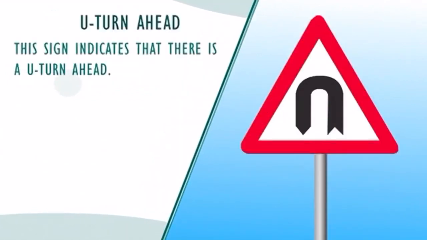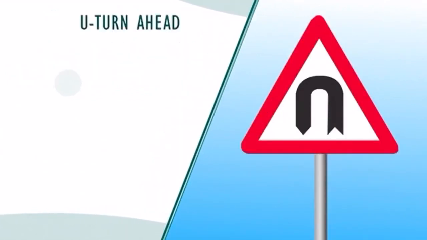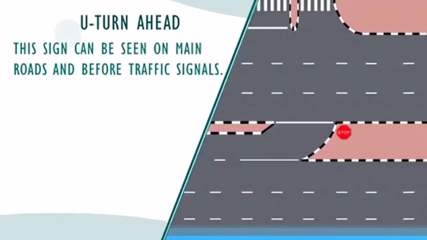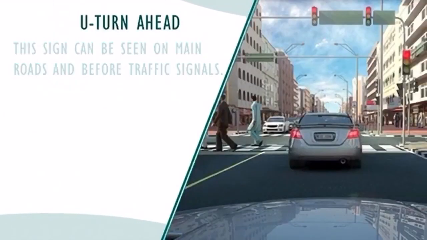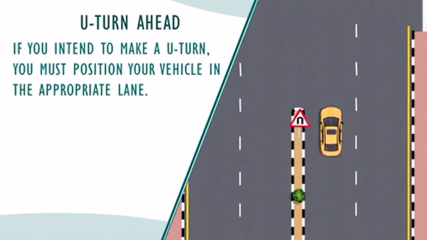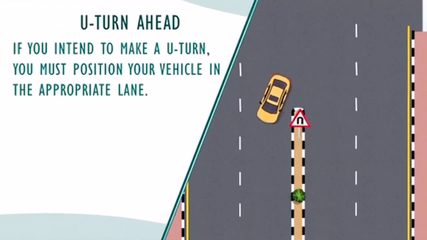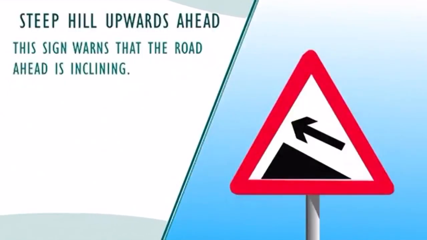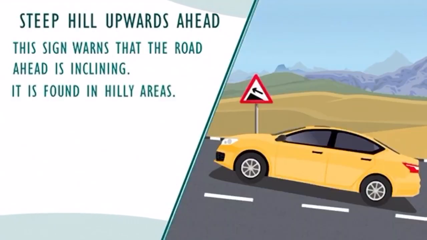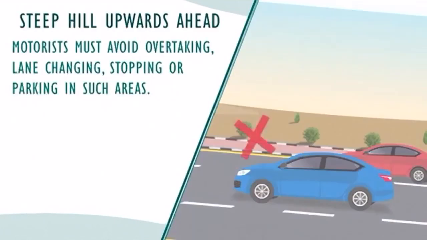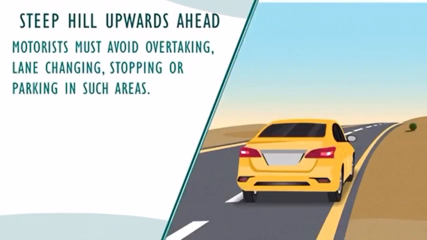This sign indicates that there is a U-turn ahead. This sign can be seen on main roads and before traffic signals. If you intend to make a U-turn, you must position your vehicle in the appropriate lane. This sign warns that the road ahead is inclining. It is found in hilly areas. Motorists must avoid overtaking, lane changing, stopping, or parking in such areas.